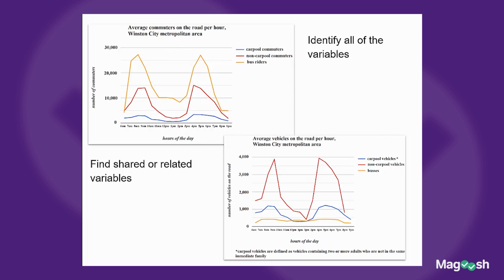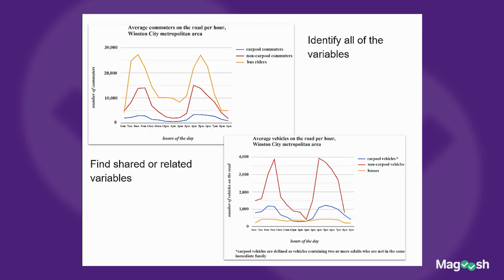And then we want to find shared or related variables so that we can describe the information on both charts as efficiently as possible. Again, the idea here is that you're going to lose points if you just list a lot of things, a lot of data, like a bunch of bullet points in your response. You want to find ways to combine information and report about things efficiently.